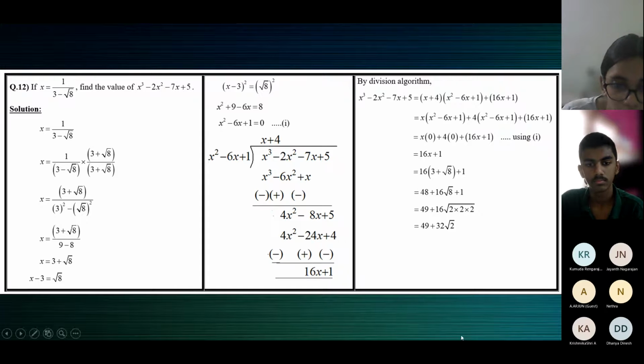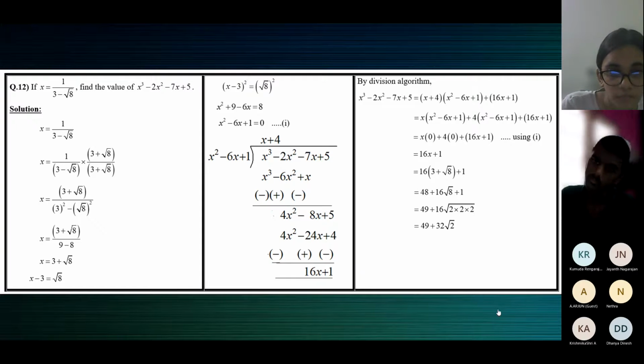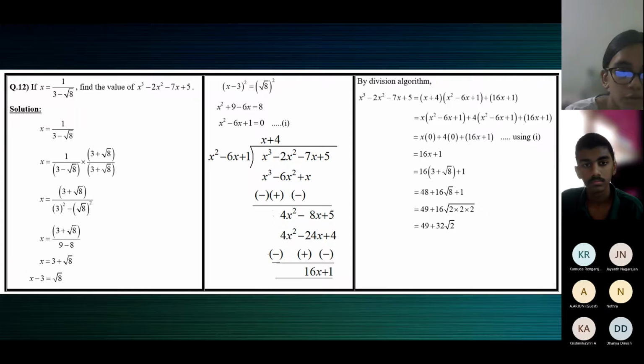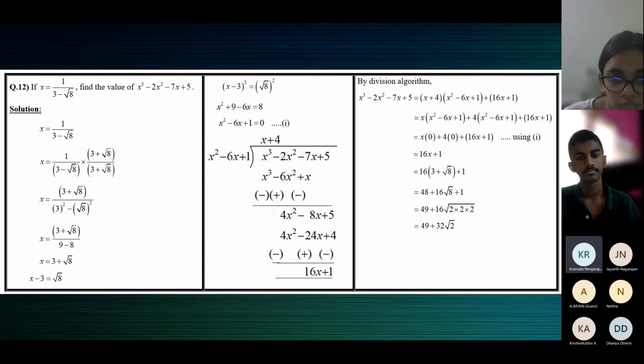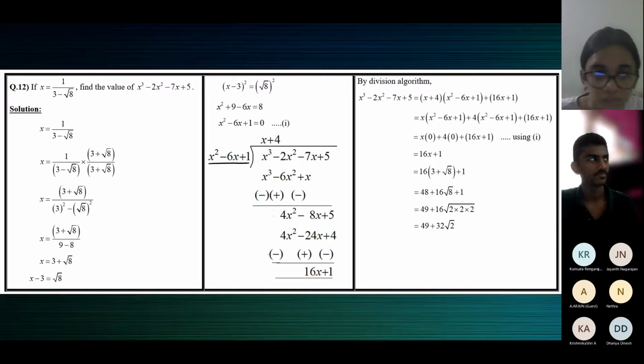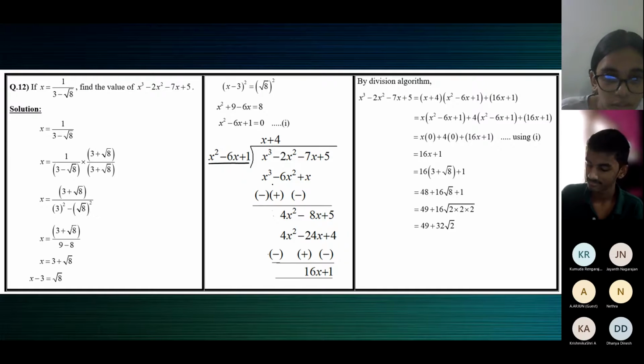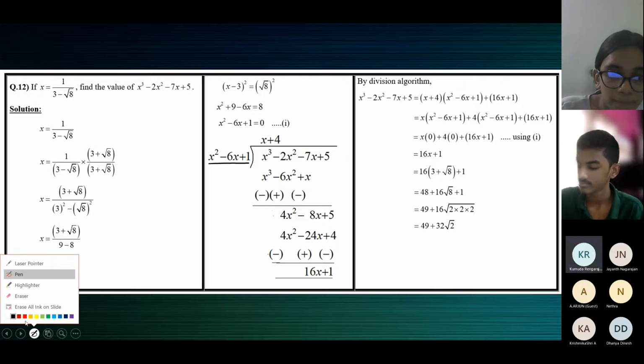Excuse me, ma'am, I have a doubt. Yes, Madhu. Ma'am, in the division process, how does x square minus 6x plus 1 become x cube minus 6x square plus x, ma'am? Where in the division? This one? Yes, ma'am, the first step. How does it become x cube minus 6x square plus x, ma'am?